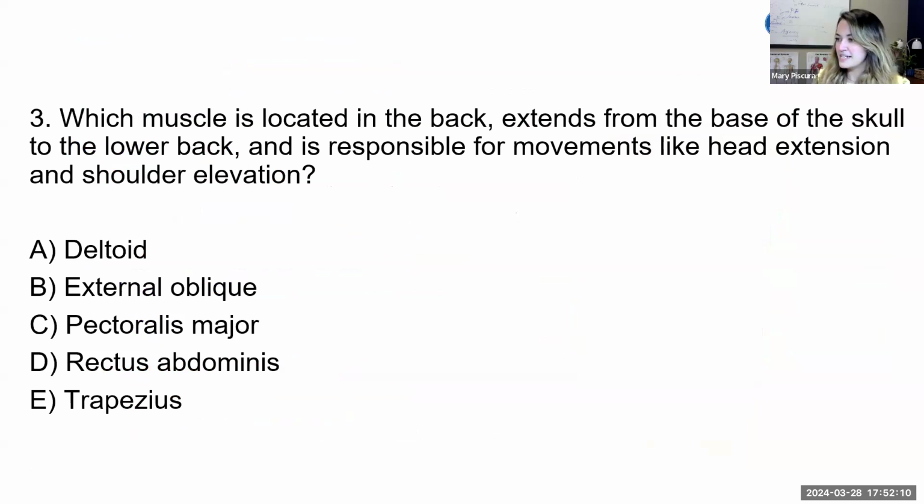Which muscle is located in the back, extending from the base of the skull to the lower back? Notice how I didn't put any specific attachments in here. I'm not trying to quiz you on any of that, really. Some of the really specific ones you'll go into books, and there's a lot of these. Focus on the major attachments and keep things kind of broad as you're studying this for the first time.